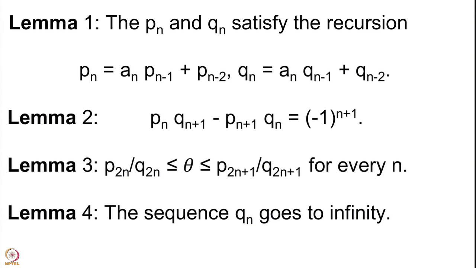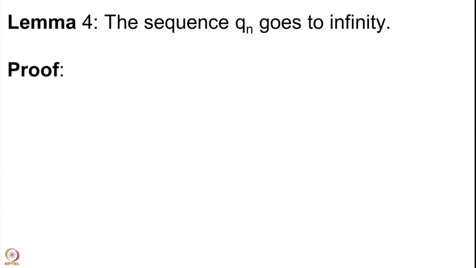Let me prove lemma 4, the first. So, I will prove lemma 4, which is that the sequence Qn goes to infinity. I will of course need to use the recursive relation. So let me remind you that we have this recursion for Qn: Qn is An Qn minus 1 plus Qn minus 2. We have this recursion, and using this we will prove that the sequence Qn goes to infinity.